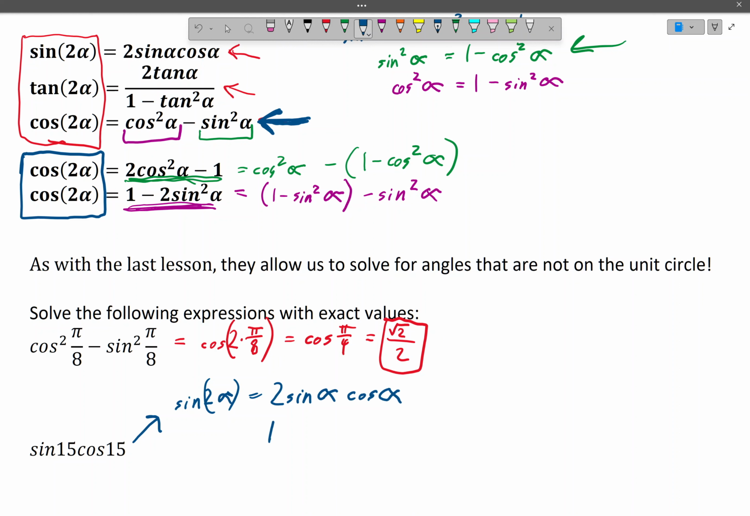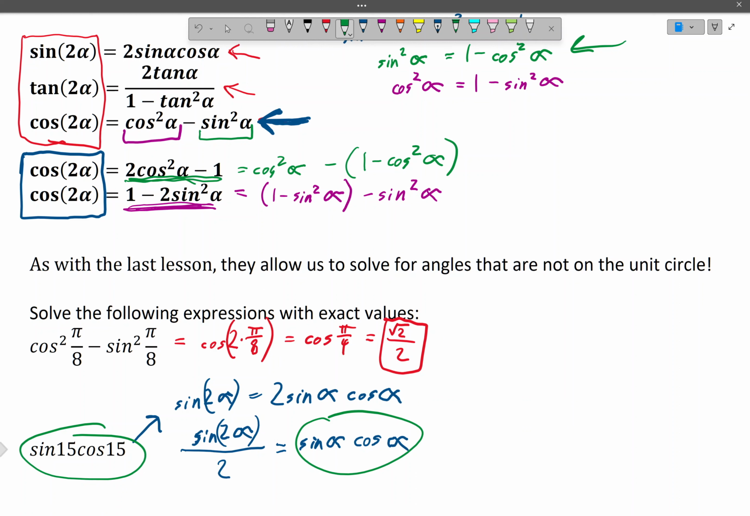Why is it not the same? Because it has this 2 here. So what we need to do is just divide that 2 across the equal sign. So this is now sine 2 alpha over 2 equals sine alpha cos alpha, and now it actually works. So now we can take this, which is this, and we can replace it.